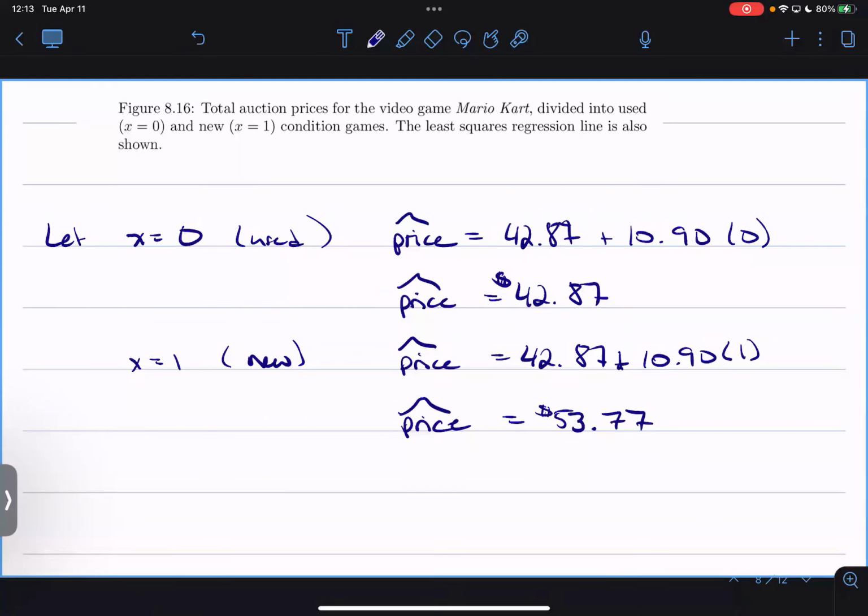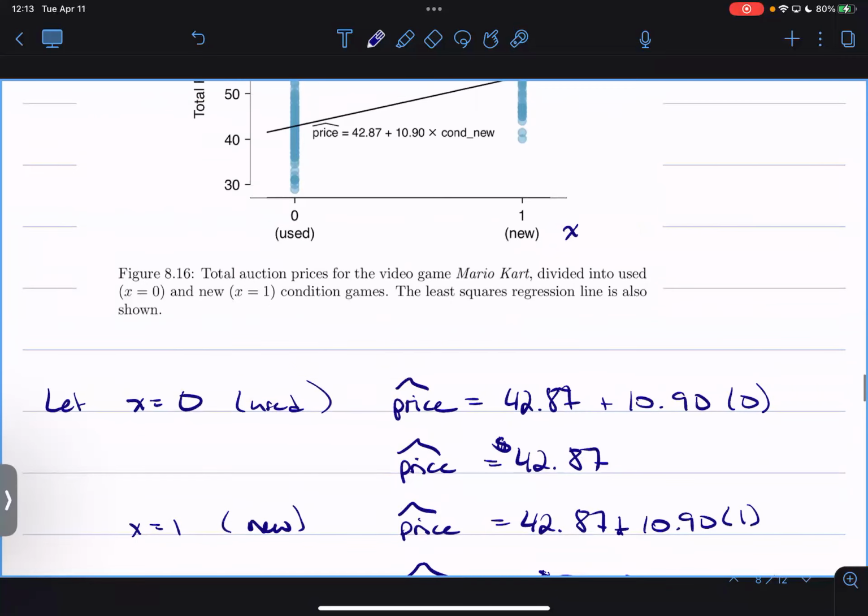So now we have the predictions for both of those categories, and that's really all we can do, right? There are other variables that contribute to the sale price, or the selling price, but as far as the new/used condition, those are our predictions, right? So here, I'll just clarify that this is either 0 or 1.